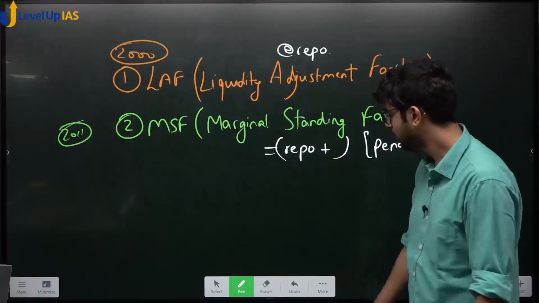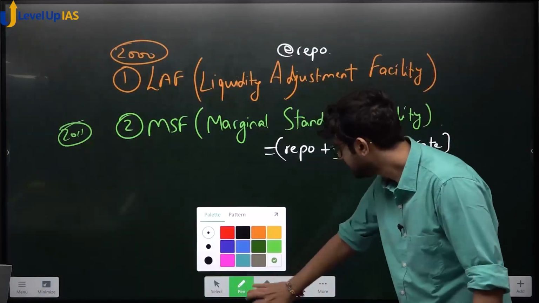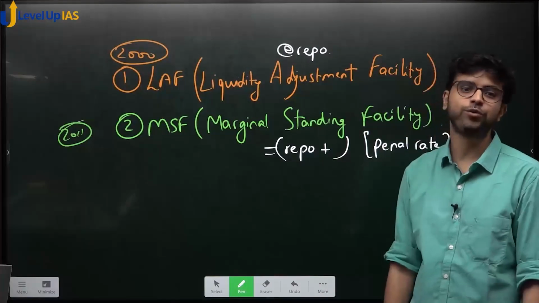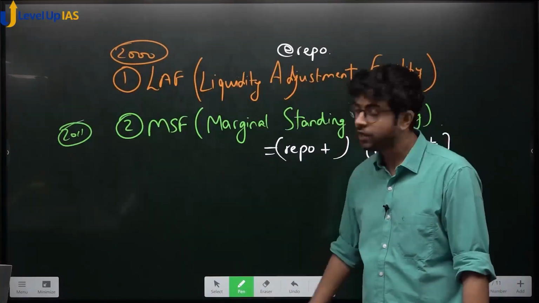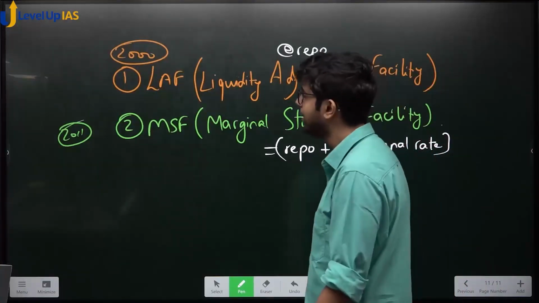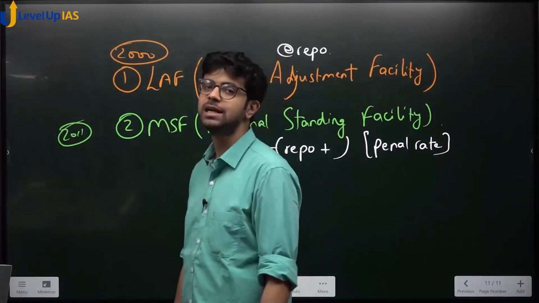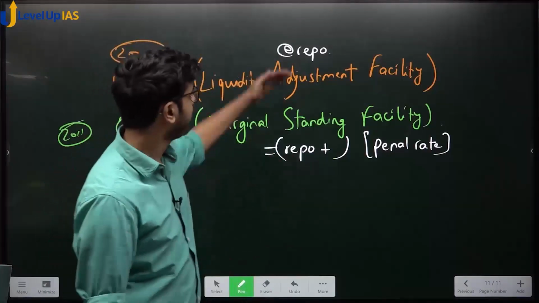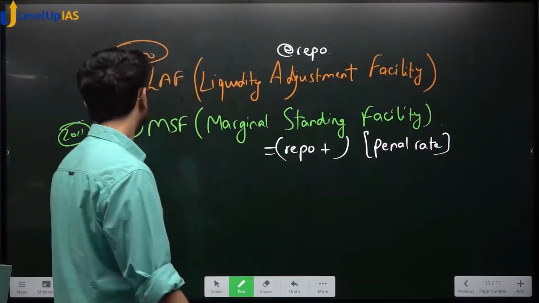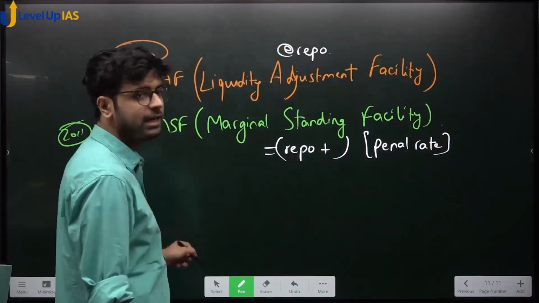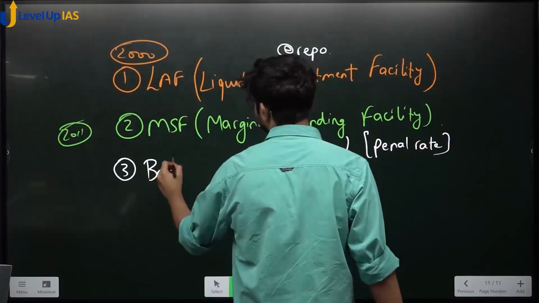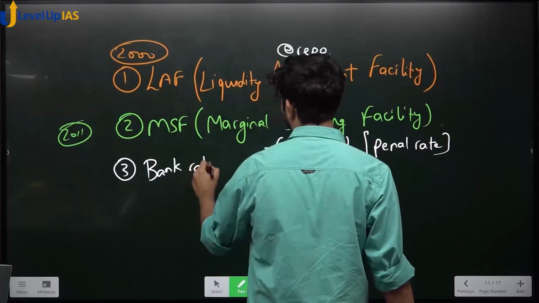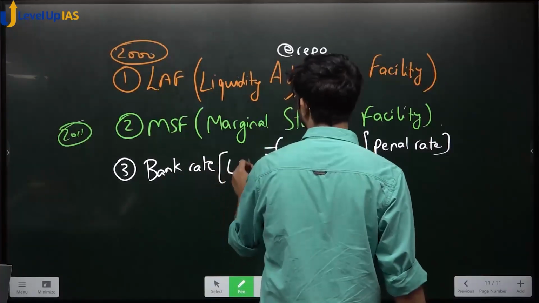Okay? Now third window. Sir, I need long-term funds. What to do? More than 1 year I need funds for. What to do? Go to third window. Now that window doesn't have a name, only has a rate name. If this is repo plus something, then that window has a name of rate which is called bank rate. This is for long term.